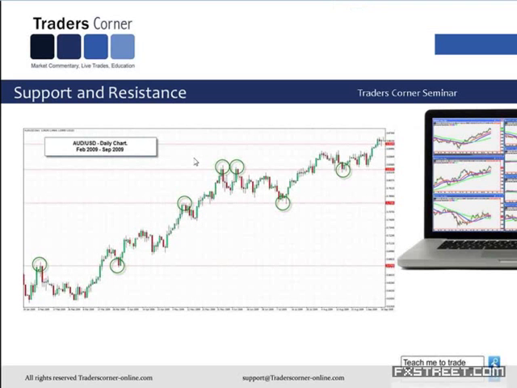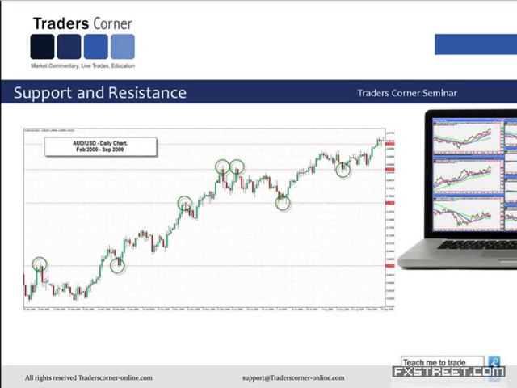So what does support and resistance look like on the charts? This is an example of the Aussie dollar chart, daily chart, from February to September. Look at what happens here. Previous support becomes resistance. Yeah, exactly. So the market pulls up to that level. It sells off from it. It breaks through that level. Look at what happens. Exact same level there. It bounces off of the level.